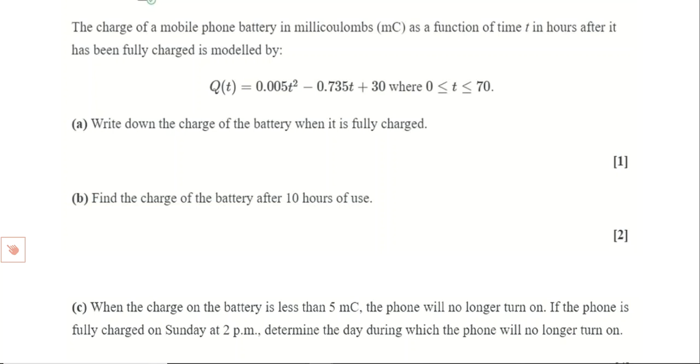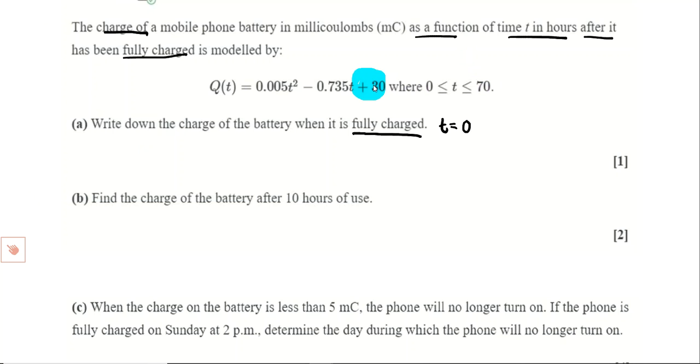So the charge of a mobile phone battery in millicoulombs as a function of time is modelled by that quadratic. Write down the charge of the battery when it is fully charged. So what do we know when it's fully charged? Well, the model is the charge as a function of t hours after it has been fully charged. So when is it fully charged? When t is 0. And how do we know from the function when t is 0?